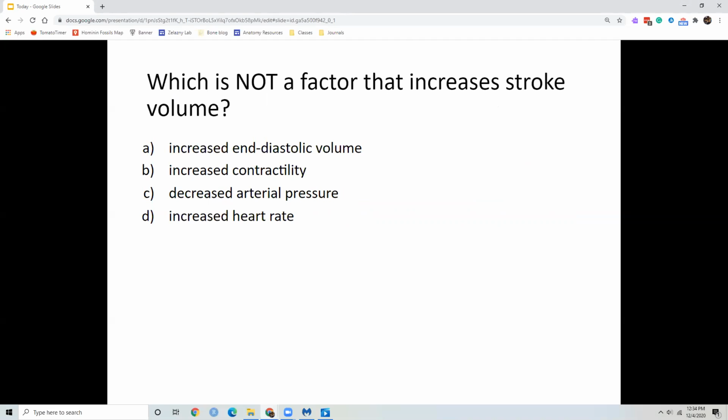Okay. Actually, we do have one more question just about this relationship between stroke volume, pressure, contractility, heart rate. So what would not increase the stroke volume? So which of these would not increase the amount of blood that the heart expels during a single heartbeat?